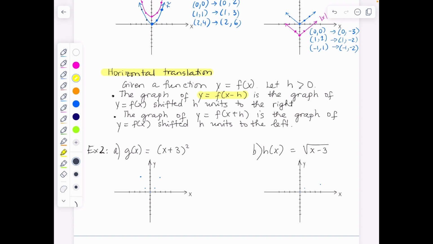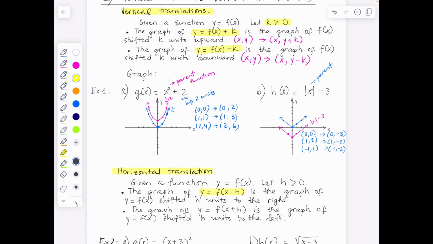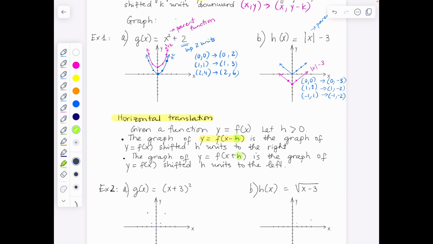So I want you to notice that with the vertical translation, when we add the constant k or subtract the constant k, we're doing that directly from the function f of x. But with the horizontal translation, we are actually subtracting and adding h directly from x, not from f of x, but from x. So there's a huge difference there.